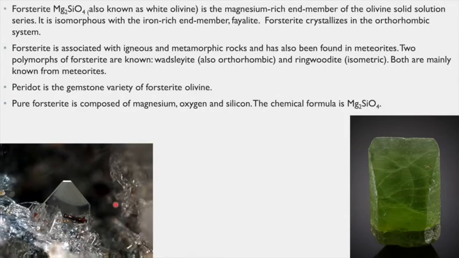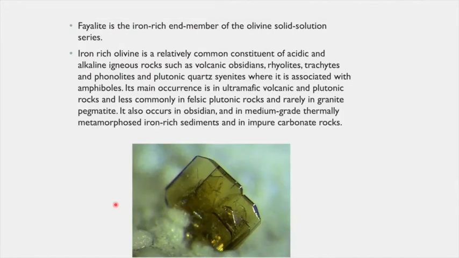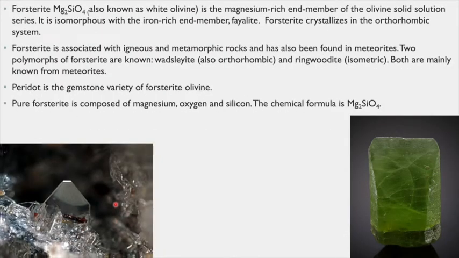Forsterite. This is another member of olivine, which is magnesium silicate. It is also known as white olivine. It is the magnesium-rich end member of the olivine solid solution series. It is isomorphous with the iron-rich end member fayalite. Forsterite crystallizes in the orthorhombic system. Forsterite is associated with igneous and metamorphic rocks and has also been found in meteorites.